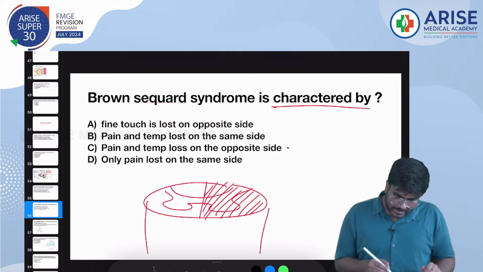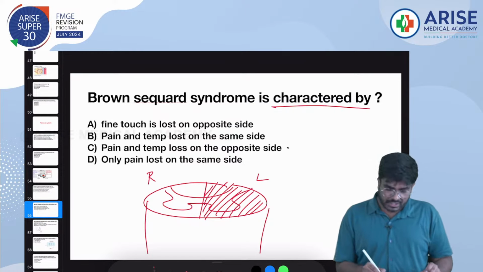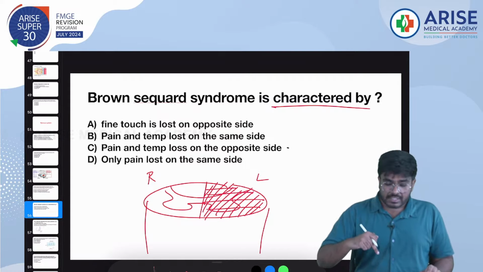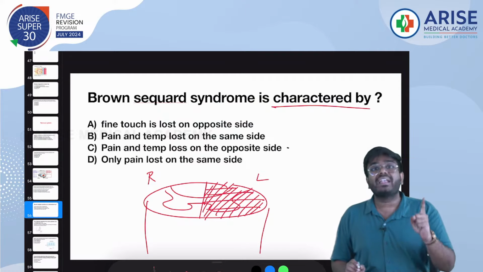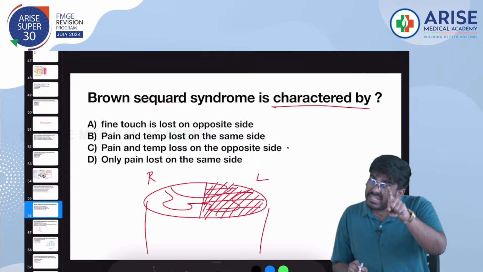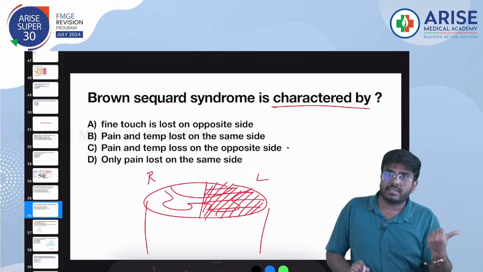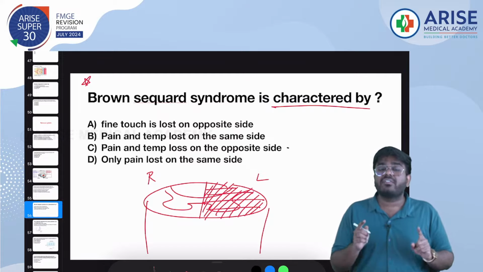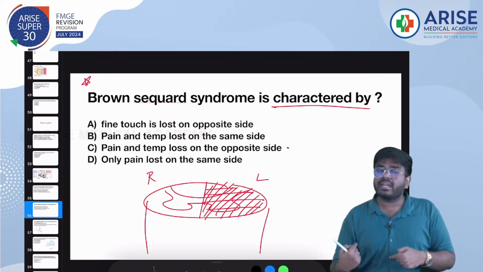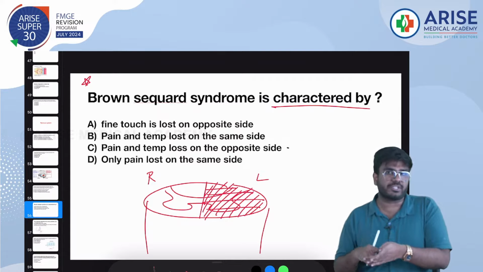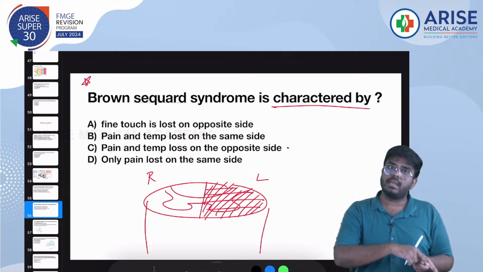For example, let's say this is the right side, this is the left side. Now the lesion is on which side? The lesion is on the left side. Now in this patient, there is loss of advanced sensations on the left side and loss of primitive sensations on the right side. So in Brown-Séquard syndrome, there is loss of advanced sensations on the same side of the lesion and loss of primitive sensations like touch, pain, temperature, pressure on the opposite side of the lesion.